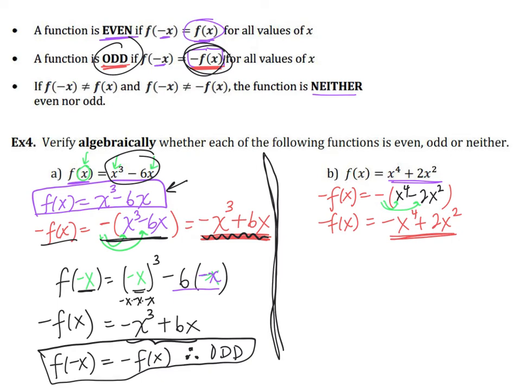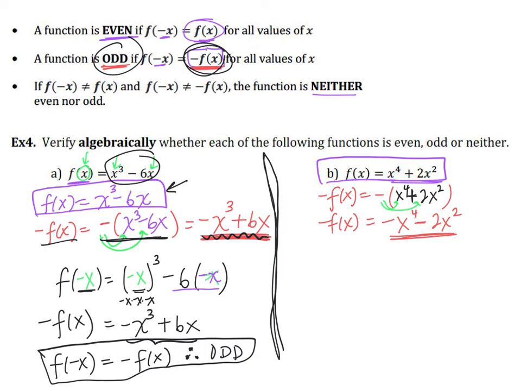The original function is here, x to the 4th plus 2x squared. Oh, apologies, I see I made a mistake here. This was originally plus, so now when I distribute my negative, that should be a minus sign there. So it's negative x to the 4th minus 2x squared. Apologies.